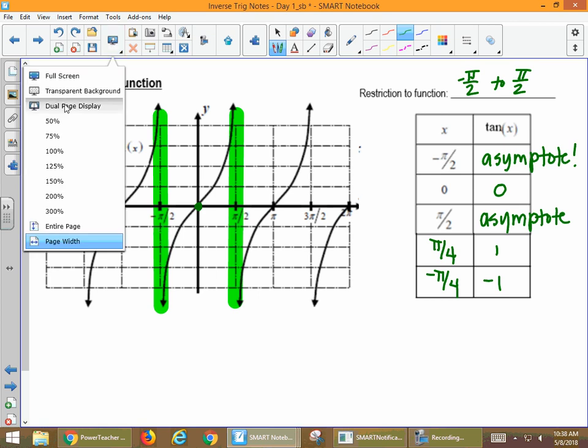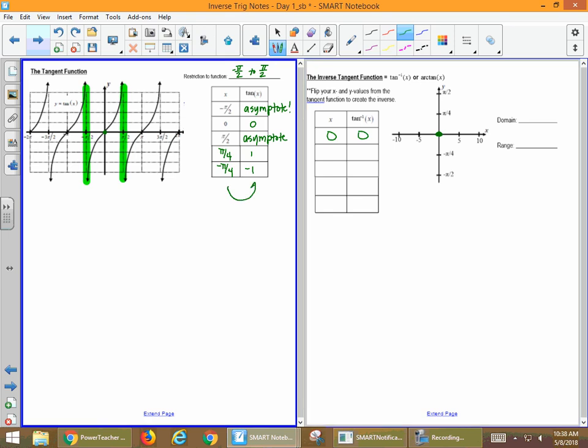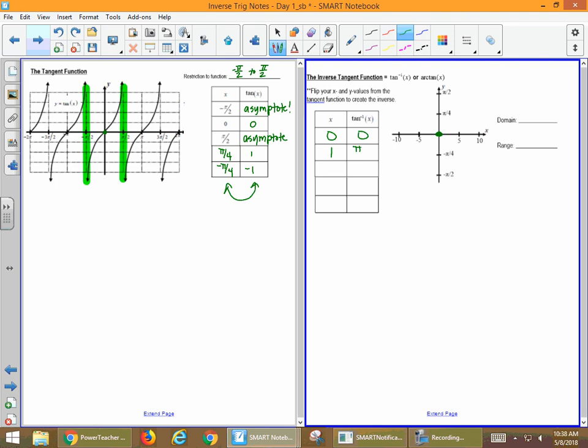Okay, so here's what happens with tangent. We have that point at 0, 0. Lovely. And pi over 4, 1, we're going to switch that. Again, we're just switching our x's and y's. That's the way to make this graph happen. So it's going to be 1, pi over 4 and negative 1, negative pi over 4. So 1, negative pi over 4, 1, pi over 4. You're going to have to estimate a little bit.